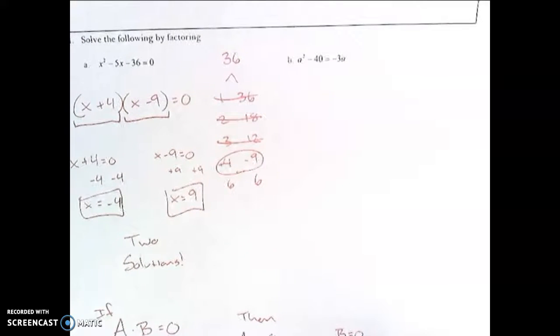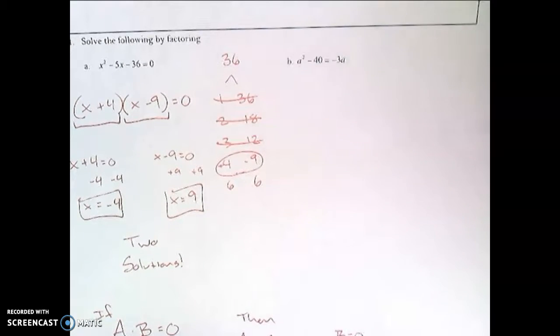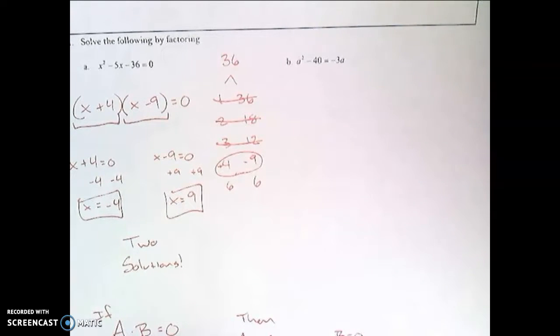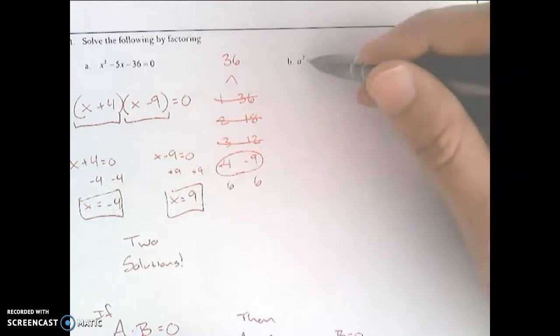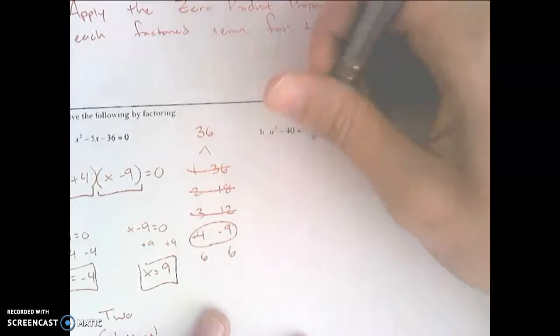So let's try letter B. So the first step is set the equation equal to 0. We want to move everything to one side. So here we have two terms on this side. We have one term on this side. Let's move this one over to the other side. So in order to move this over, we have a minus 3a. So we add 3a.